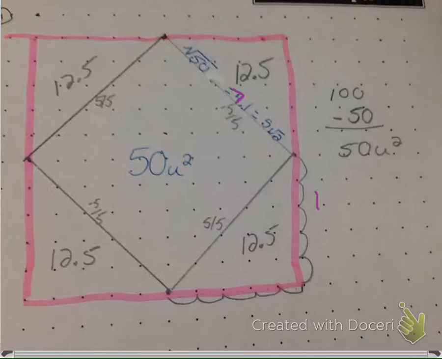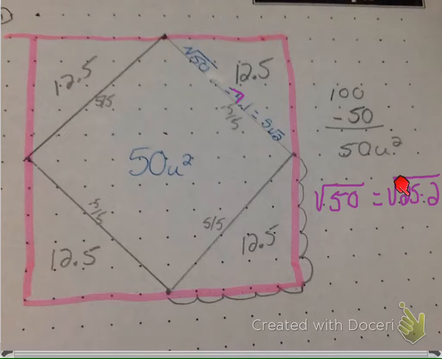Okay, so what I'm trying to figure out is what the biggest perfect square is that divides into 50. The biggest perfect square that can divide into 50 is 25, which means that this is equal to the square root of 25 times 2.